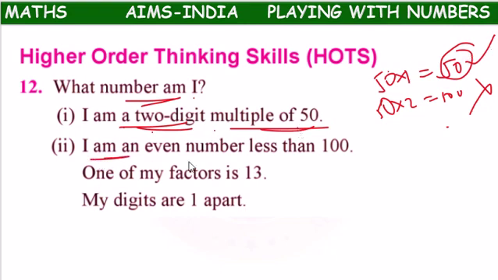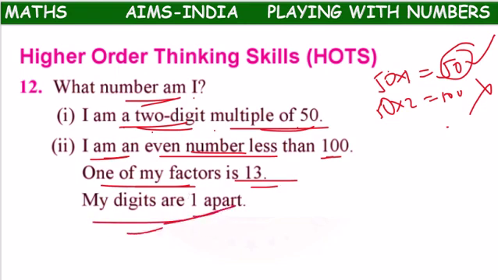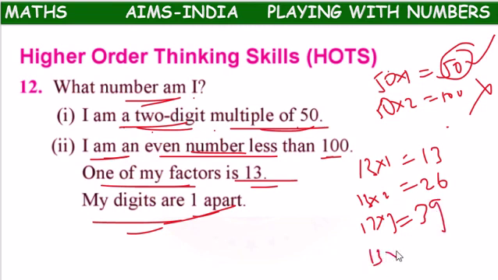Next, I am an even number less than 100. One of my factors is 13. My digits are 1 apart. Multiples of 13: 13 1 time is 13, 13 2 times is 26, 13 3 times is 39. Like that, 13 6 times is 78.